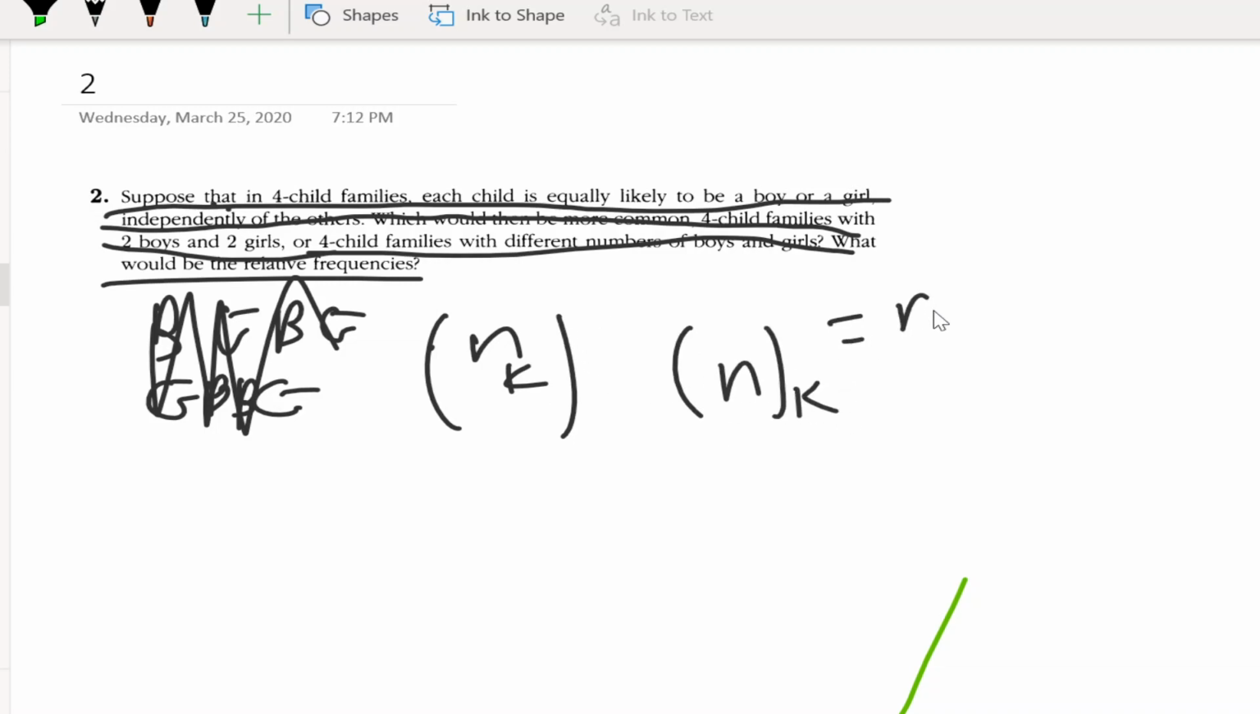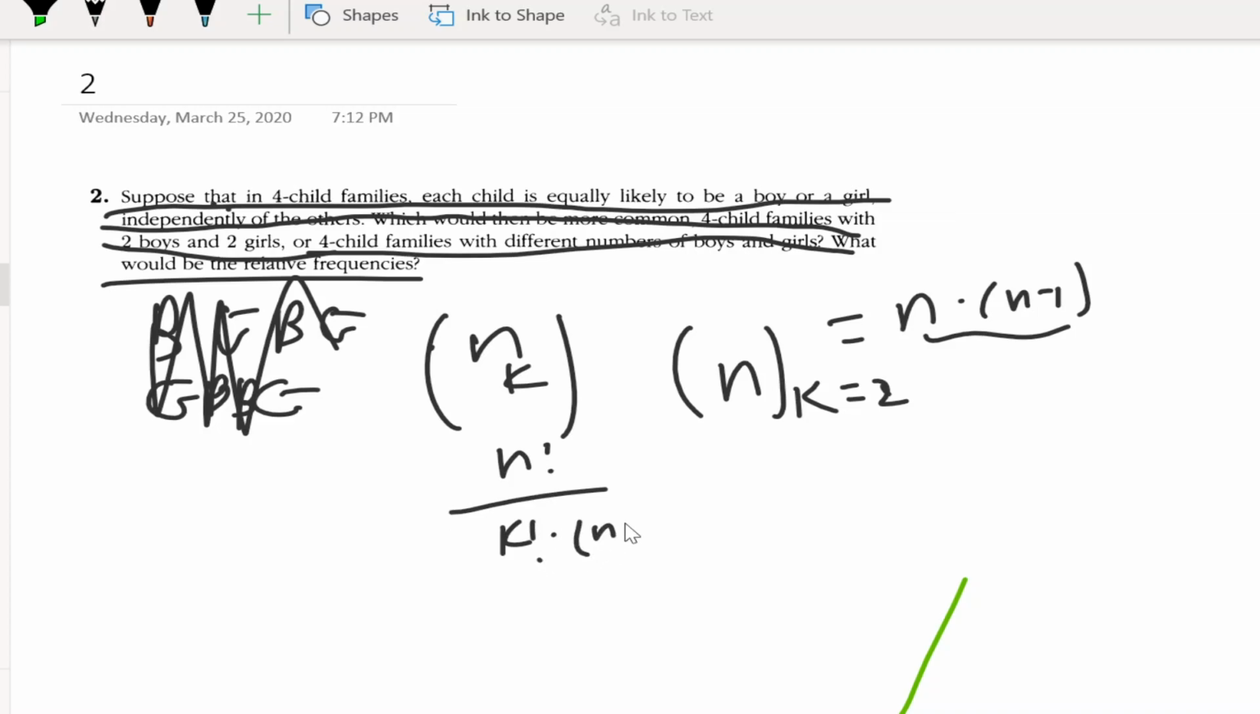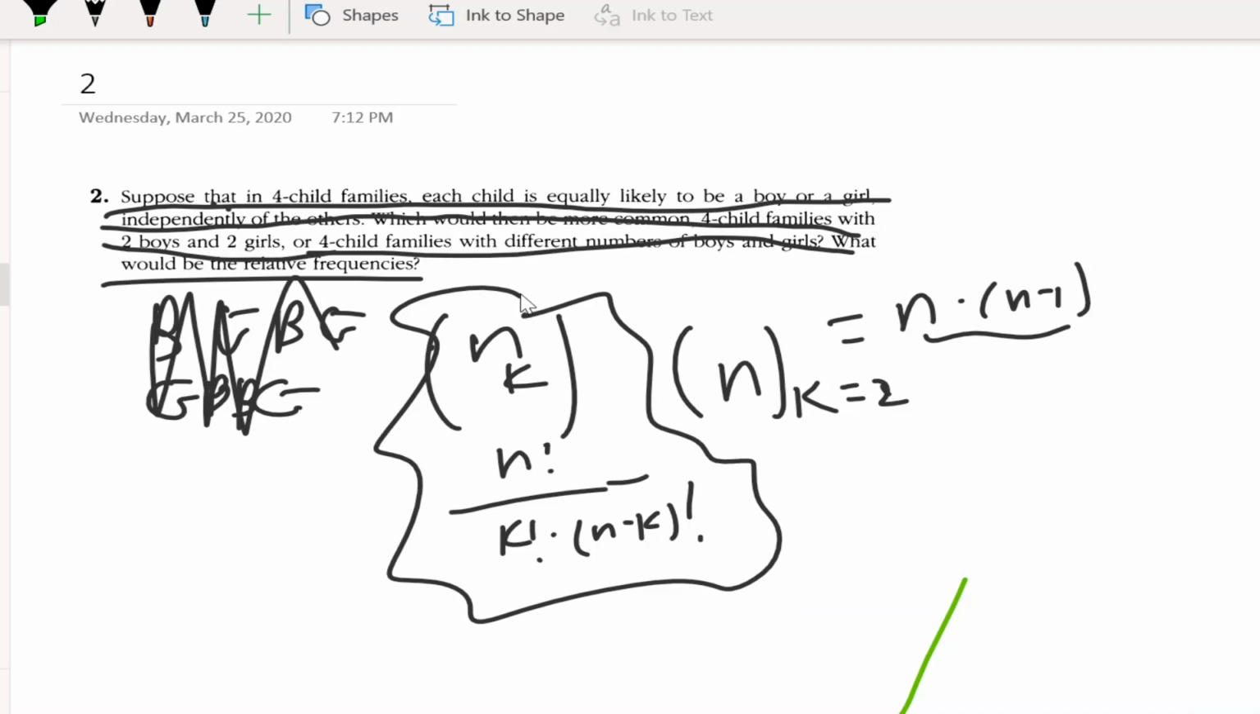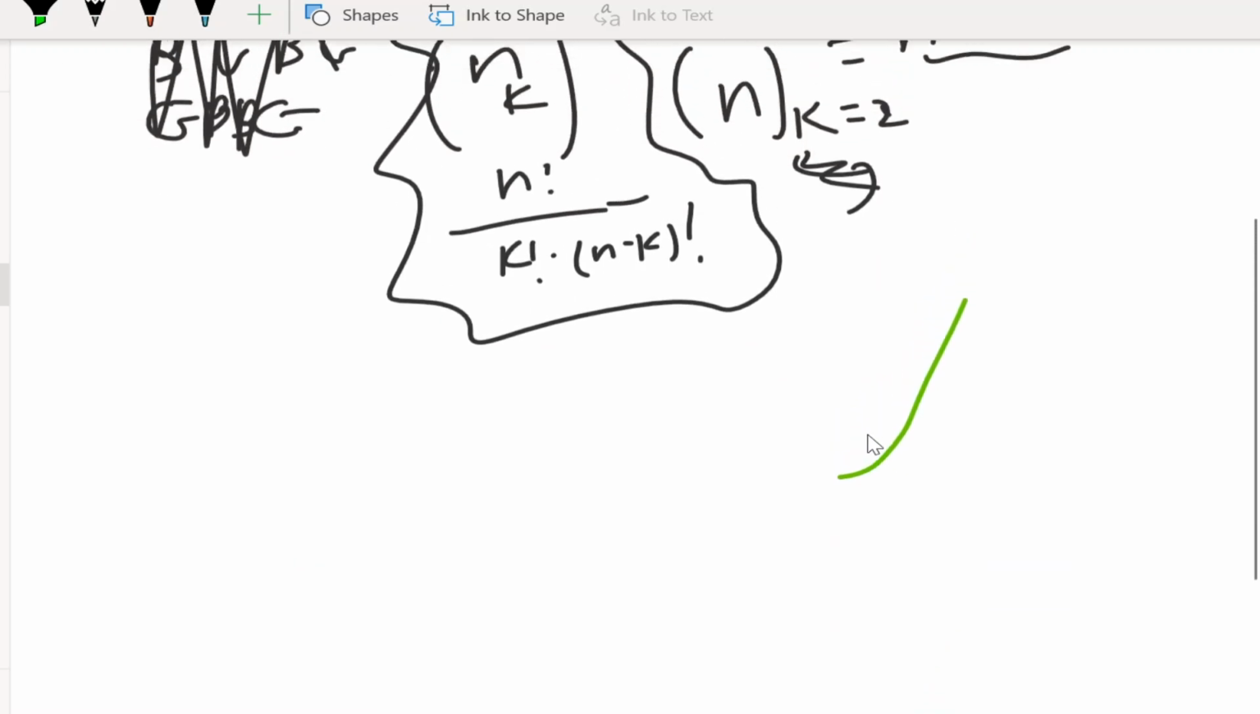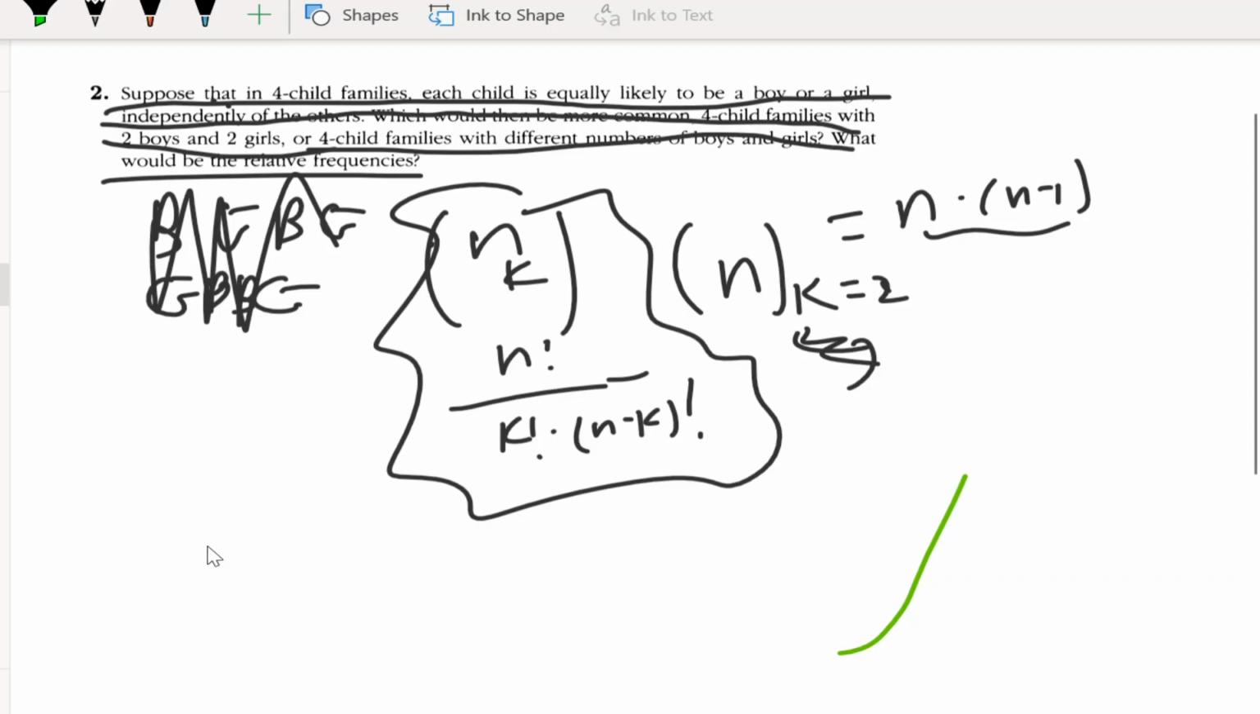As a reminder, order is equal to n times n minus 1, and so on. If k is equal to 2, then it'll be n times n minus 1, so there'll be 2 terms. And n choose k is just n factorial over k factorial times n minus k factorial. We'll be using this one today because order does not matter. But if order does matter, then you use order. Okay, cool.